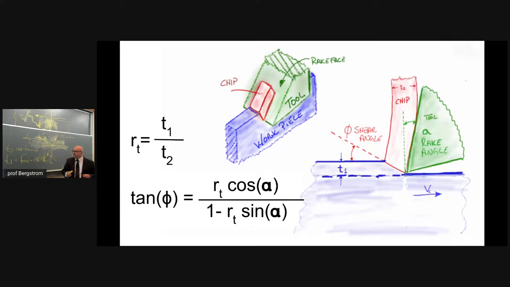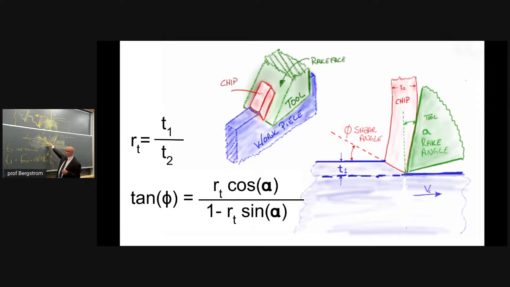But the tangent of the shear angle, so the shear angle is this angle here, the tangent of that angle is going to be equal to cosine of the rake angle times RT divided by 1 minus RT times the sine of the rake angle. And that's always going to be true.